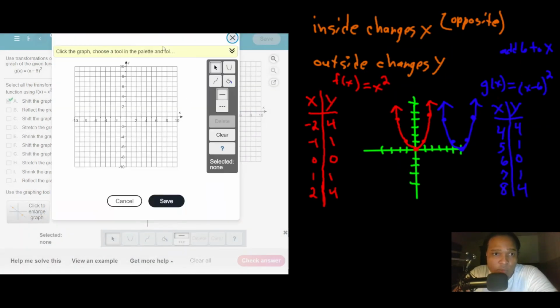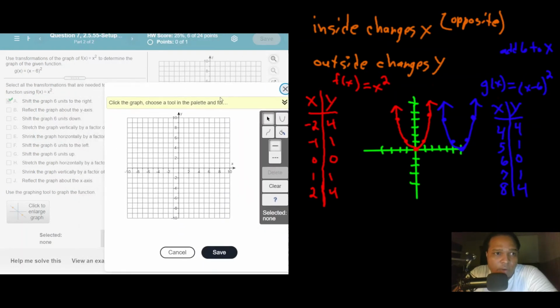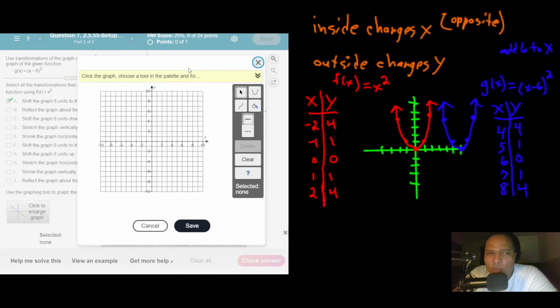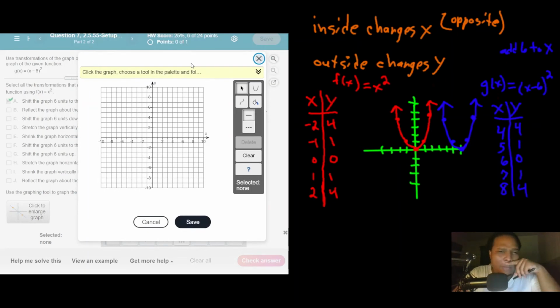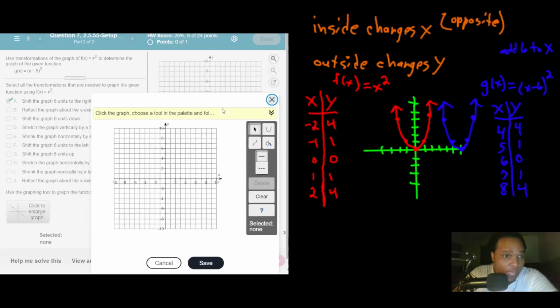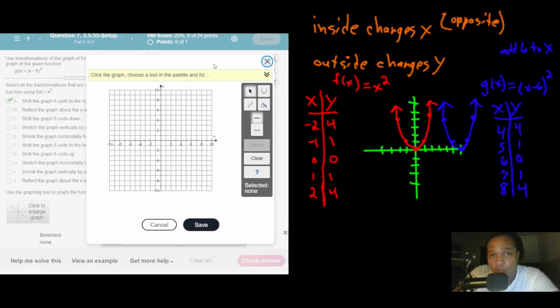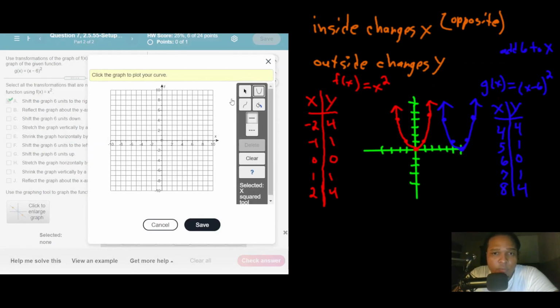graphing tool correctly. It says use transformations to determine a graph of the given function. Now, sometimes they want us to write the original function. Sometimes they just want us to graph the f of x. Let's see, I don't see any instructions here. It just says graph the function. So we're just going to do g of x, the final thing. So very important.